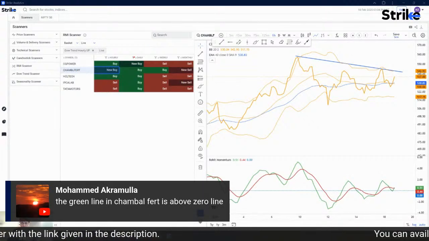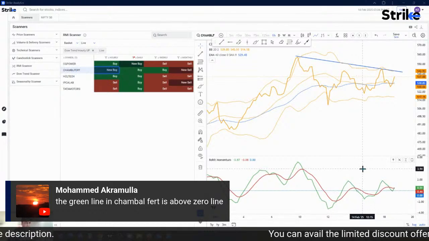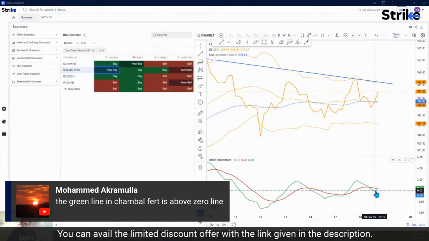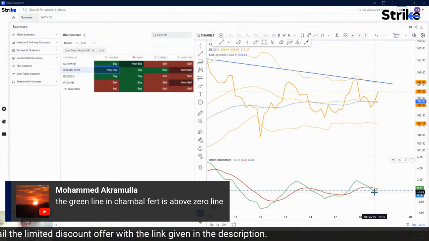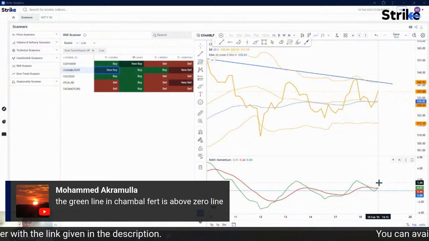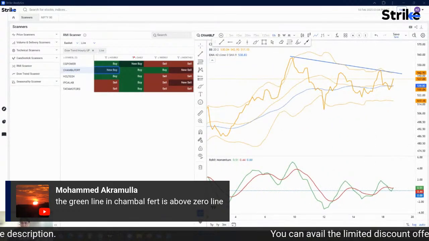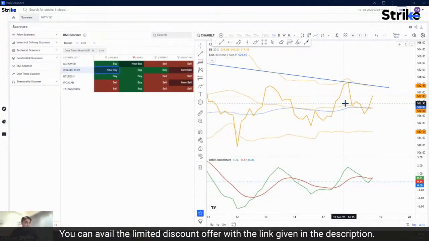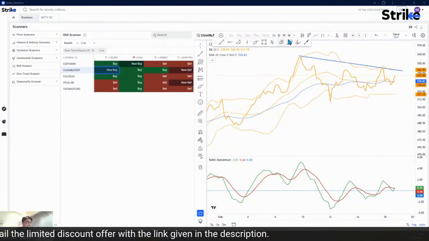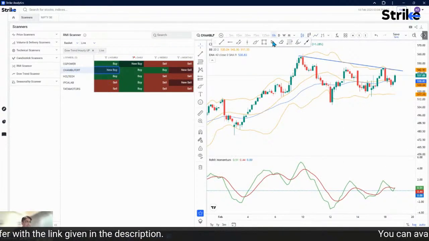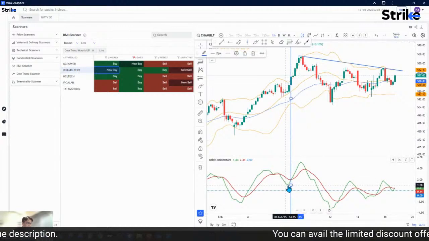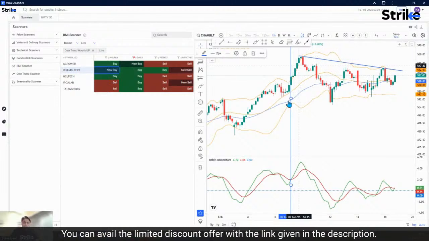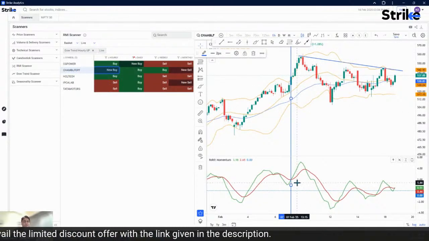Mohammed Akramullah ji is saying that the green line in Chambal is above the zero line. Yes, it is above the zero line, but it has touched the zero line and then it has given a new buy, so it is a valid new buy signal. And some signals like this may also work. Here, RMI has not touched the zero line, but in between it has given a signal, and the prices also went up. So in this case, there could be a trend continuation also.